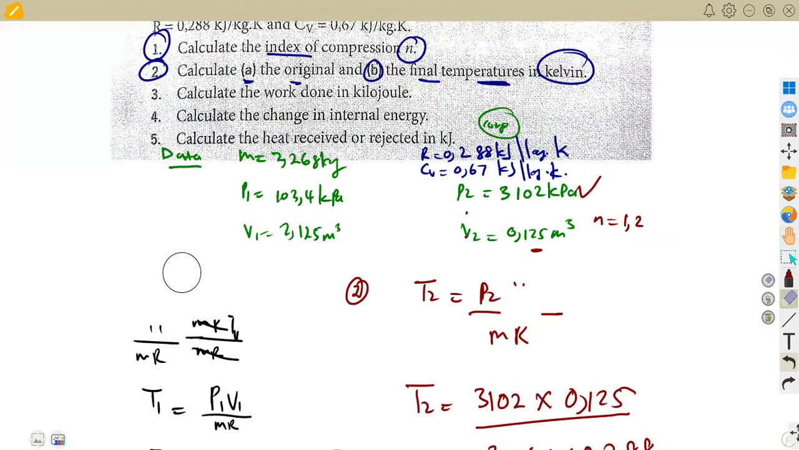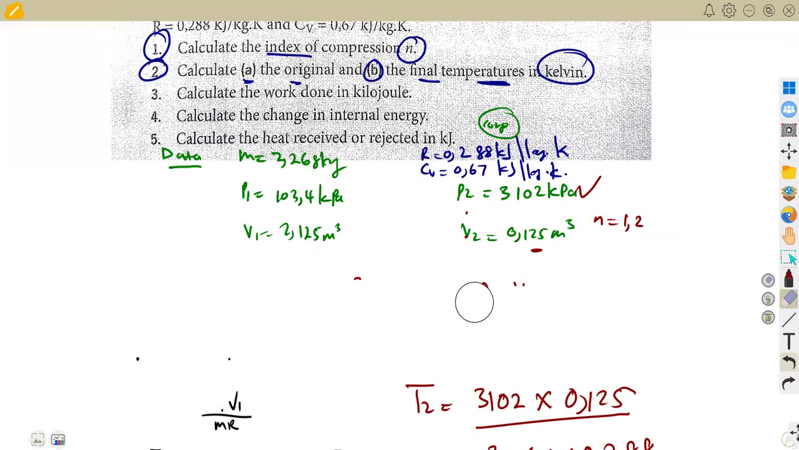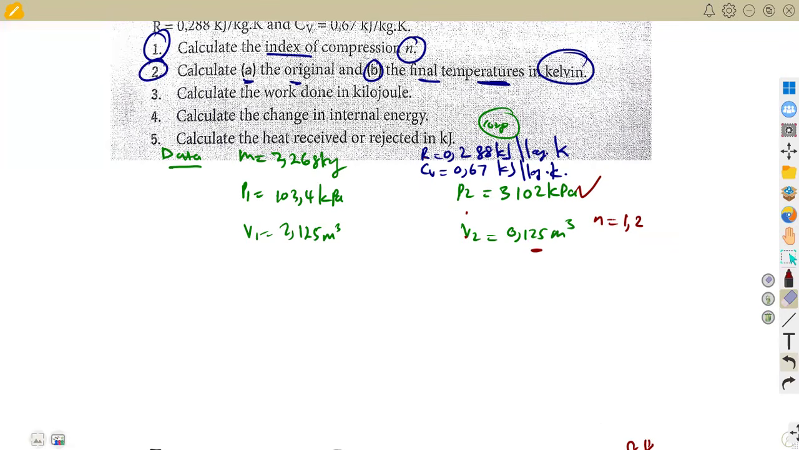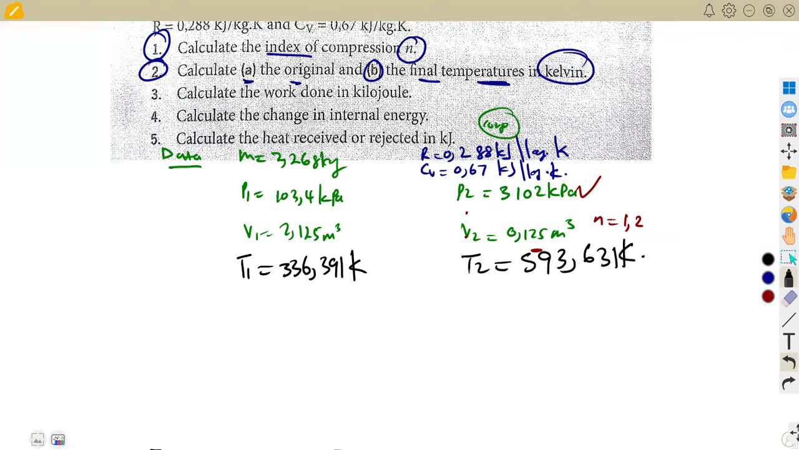So just for the sake of our space, let us just save it here. So remember, we just calculated our T1 and T2: 336.391, which was our T1, and our T2, when we calculated, it was 593,631 Kelvin. So maybe you're going to need these values. Calculate the work done in kilojoules, the work done.